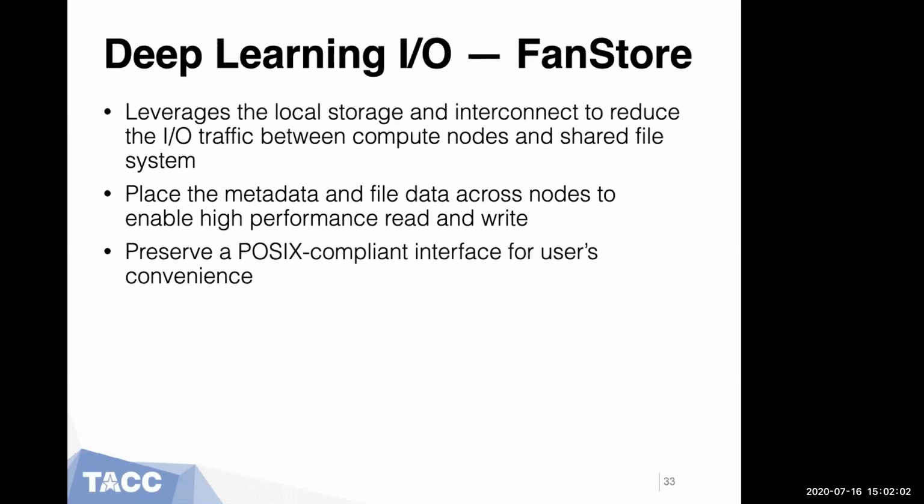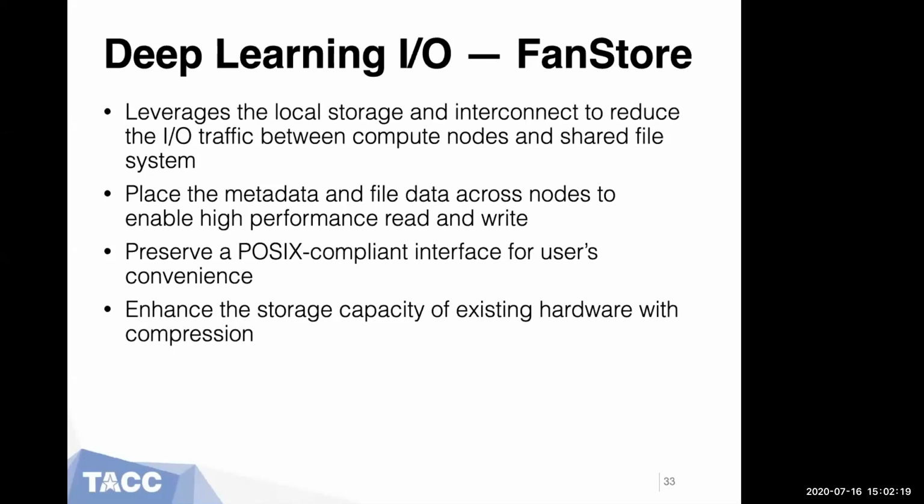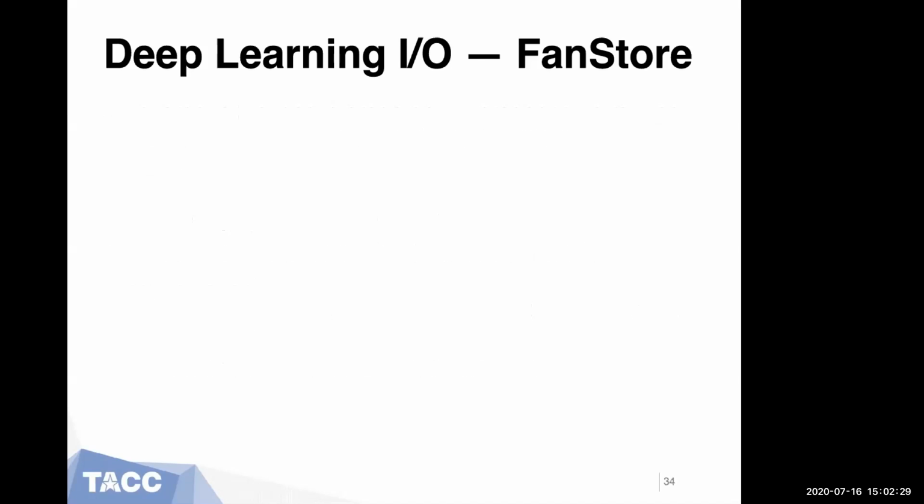That means we can expose this shared file system using a POSIX compliant interface so that you don't have to change your program interface to access data. You can just simply replace the data path. We have an example. In this way, we can enhance the storage capacity of existing hardware with possible compression. And our solution supports x86 and Power 9 architectures.